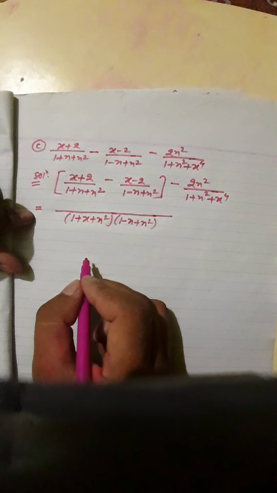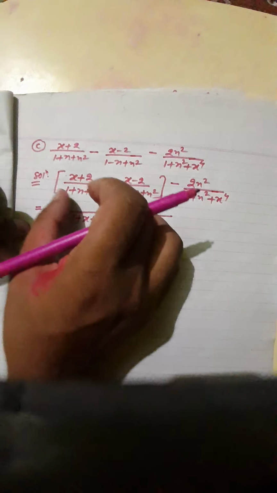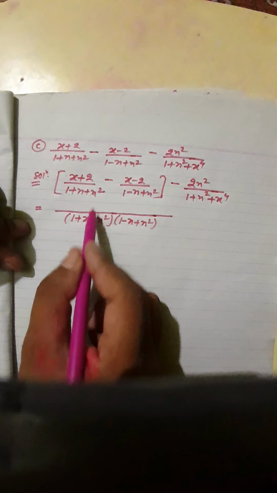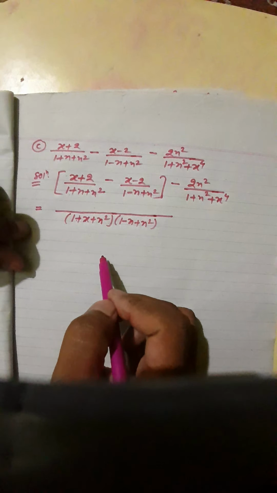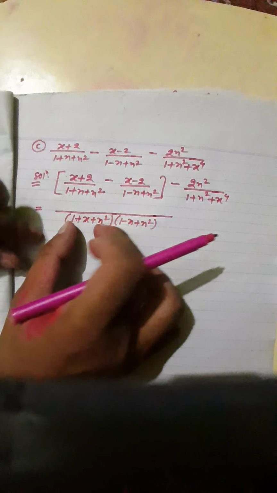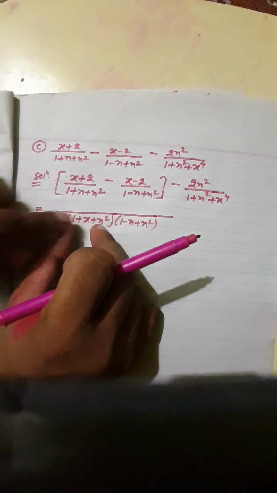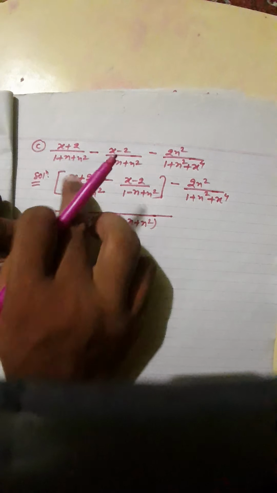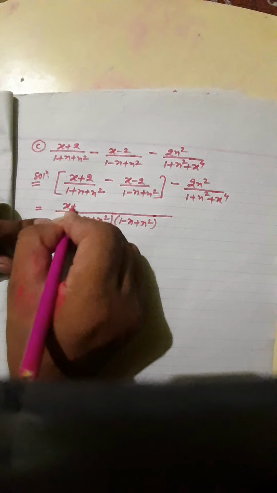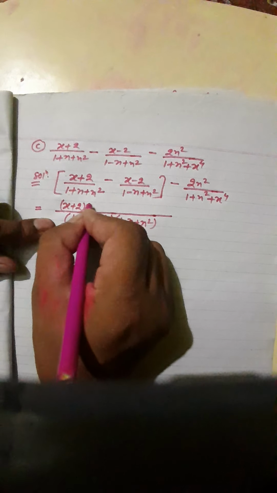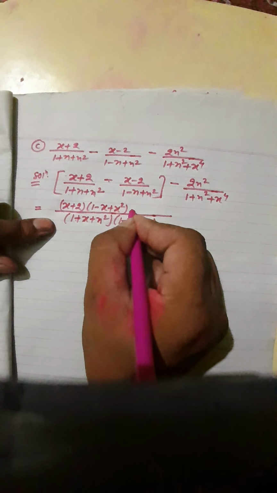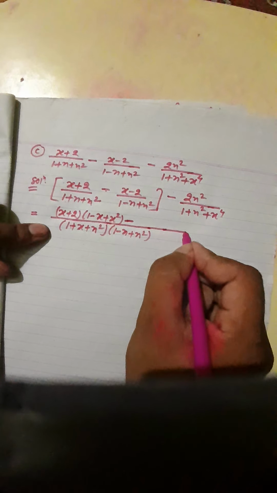Now we divide this LCM by this denominator, or just compare this denominator with the LCM. 1 + x + x² and 1 + x + x², both are equal, so this cancels. Now what is remaining here? The remaining factor is 1 − x + x². This goes to multiply here in the numerator, so we do (x + 2) into (1 − x + x²), and minus is there. We do the same procedure.